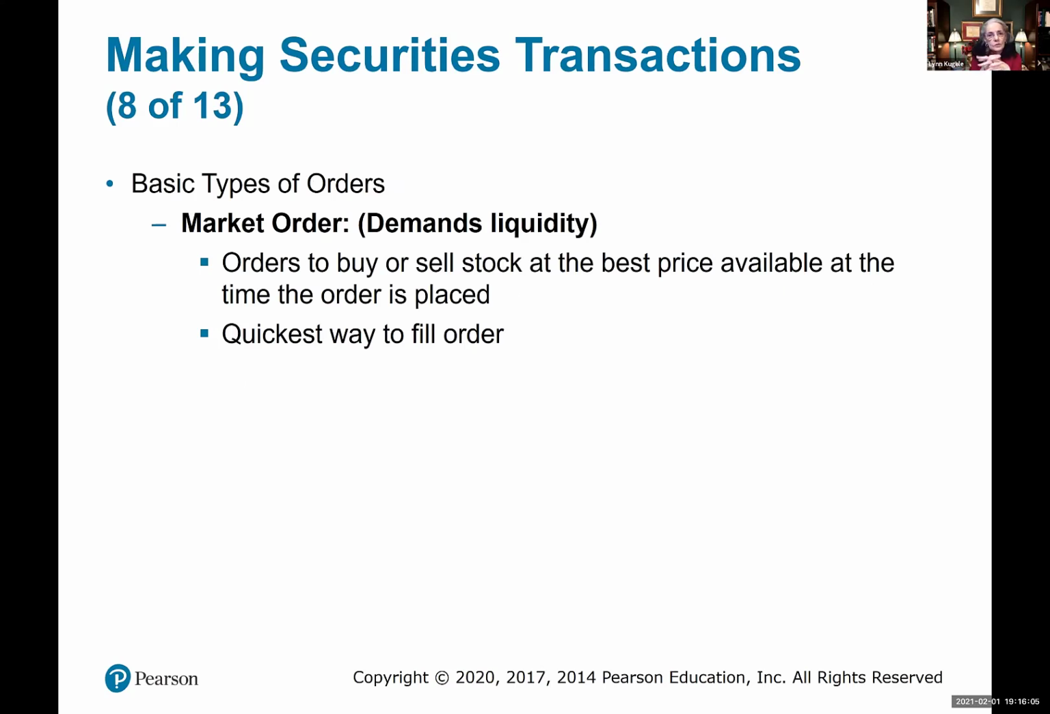Okay, types of orders. A market order. A market order demands liquidity. It tells your broker, buy me 100 shares of Amazon right now at whatever the best price is, or sell my shares of ABC right now at whatever the price is. No delay, no nothing, he does it.